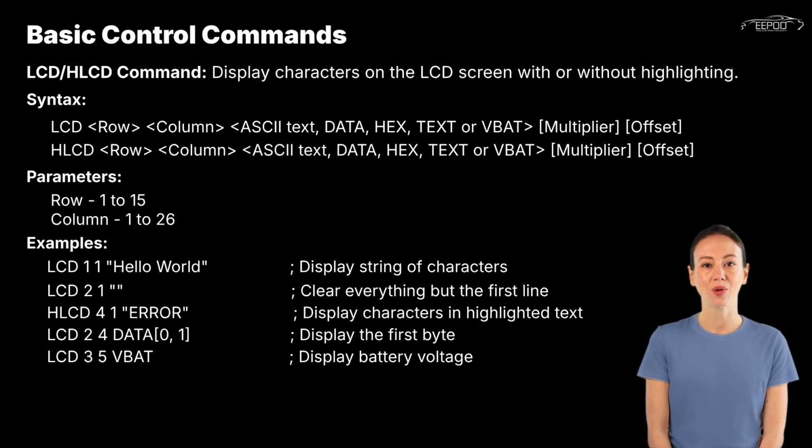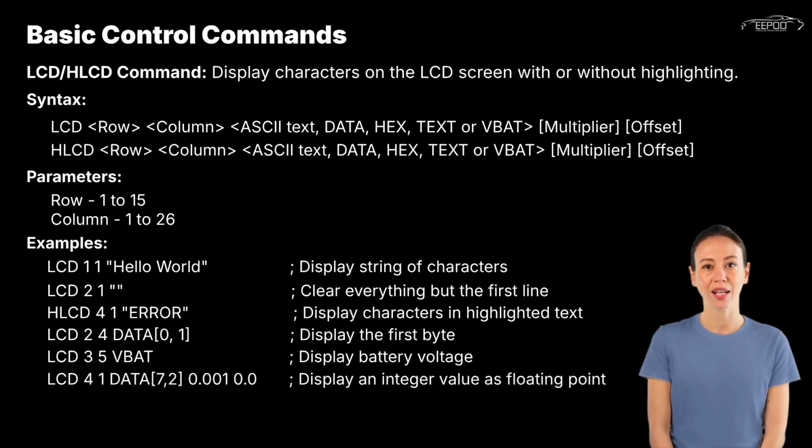Let's talk about the optional fields, multiplier and offset. If you want to adjust the display, like scaling a value or adding an offset, you can add a multiplier and offset at the end of the LCD command. For example, LCD row 4, column 1, data 72. Here the multiplier is 0.001 and the offset is 0.0.